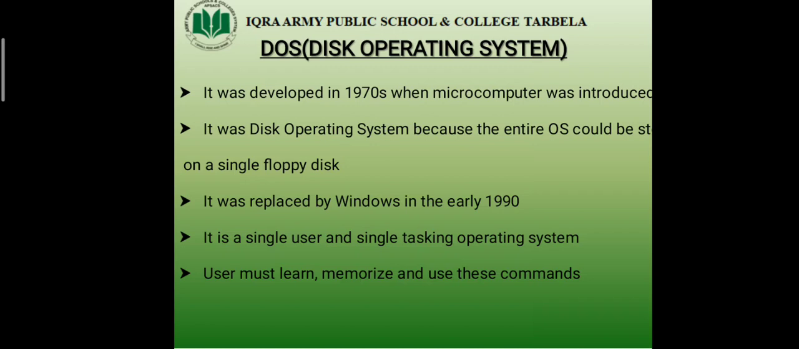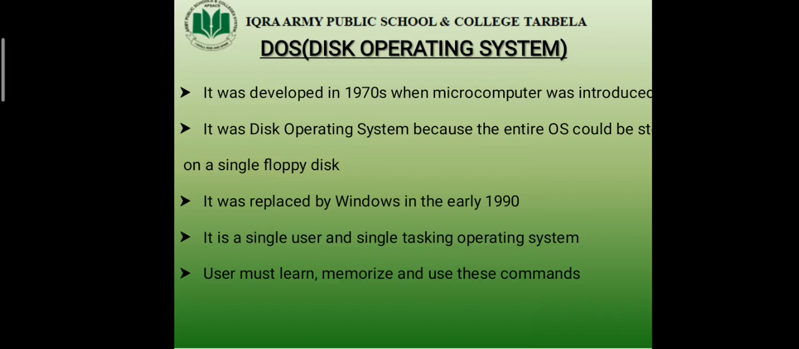DOS was developed in 1970s when microcomputer was introduced. What are the microcomputers? The computers that we are using today. It was called disk operating system. Why was it called disk operating system? Because the entire operating system could be stored on a single floppy disk. It has been used on microcomputer for many years. Then it was replaced by the Windows in early 1990s.